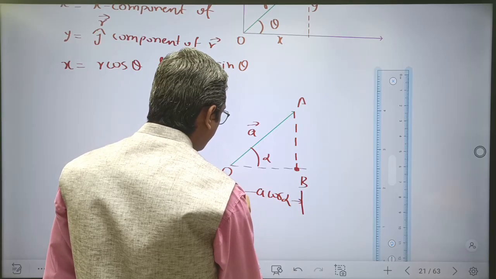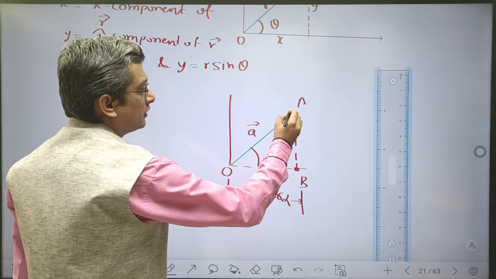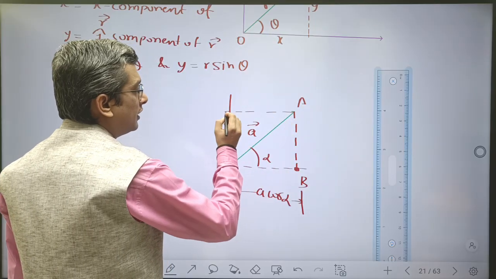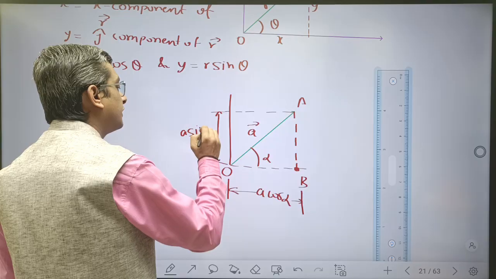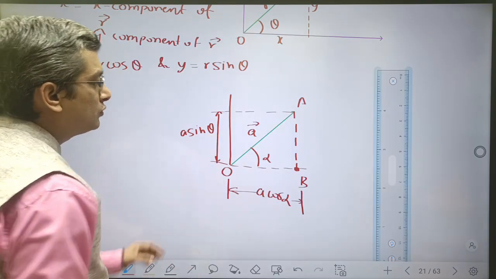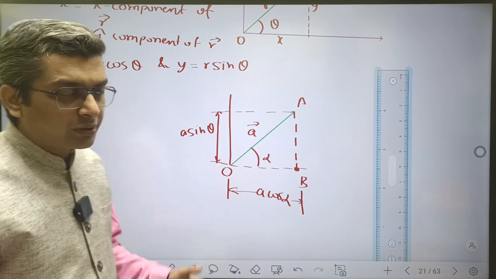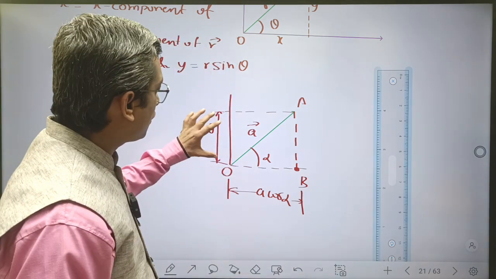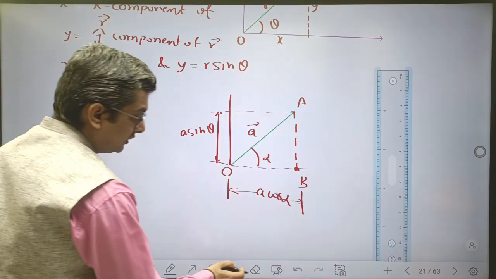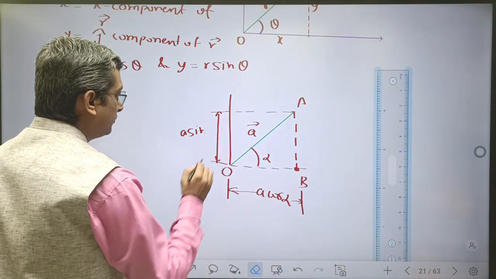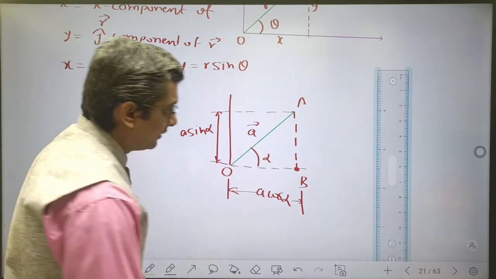So this is the first component, and the component along the line perpendicular to this, AB, will become A sine alpha. So these are the two orthogonal components of this vector. Orthogonal means they are perpendicular to each other. Sorry, here we have taken alpha, so this angle must be equal to alpha, isn't it?